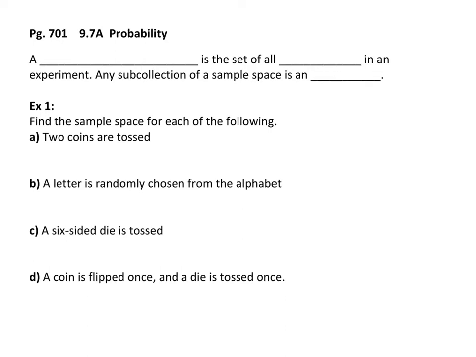Alright, for 9.7a, probability, we're first going to work with this term. A sample space is a set of all outcomes in an experiment. Any subcollection of a sample space is known as an event.